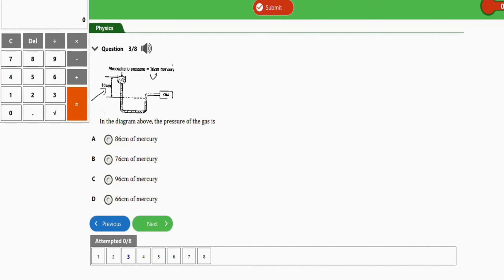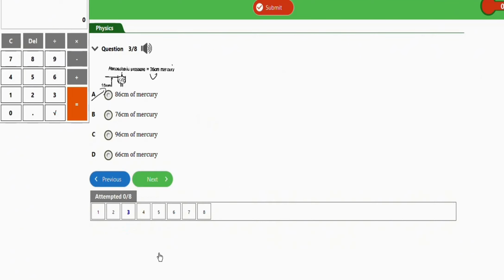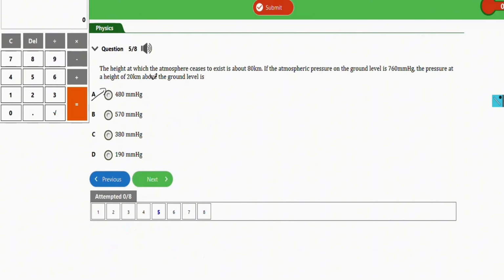Let's look at the next repeated question, which is this one. It says, the height at which the atmosphere ceases to exist is about 80 km. If the atmospheric pressure on the ground level is 760 mm mercury, the pressure at a height of 20 km above the ground level is... Let me show you how you can solve it.